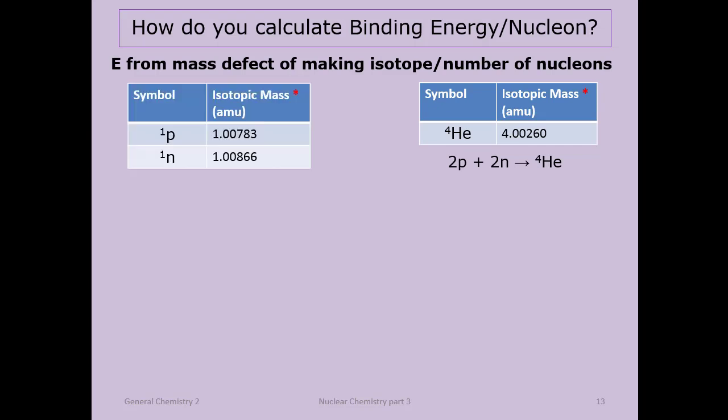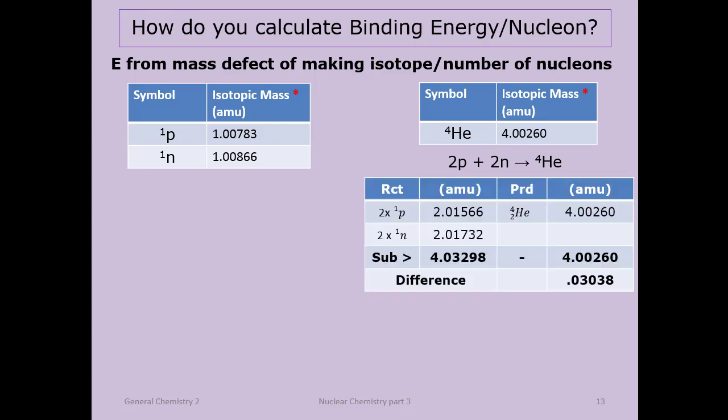Go back to your isotopic mass table and these fundamental AMUs for a proton and a neutron. Go back to Einstein's equation, sum your products, sum your reactants. Again, you do your difference in mass. Your mass defect comes out to be about 0.03038 AMUs. Plug it into E equals mc squared. It's about 931.5 mega electron volts for every AMU. That ends up with a total of 28.29 mega electron volts.